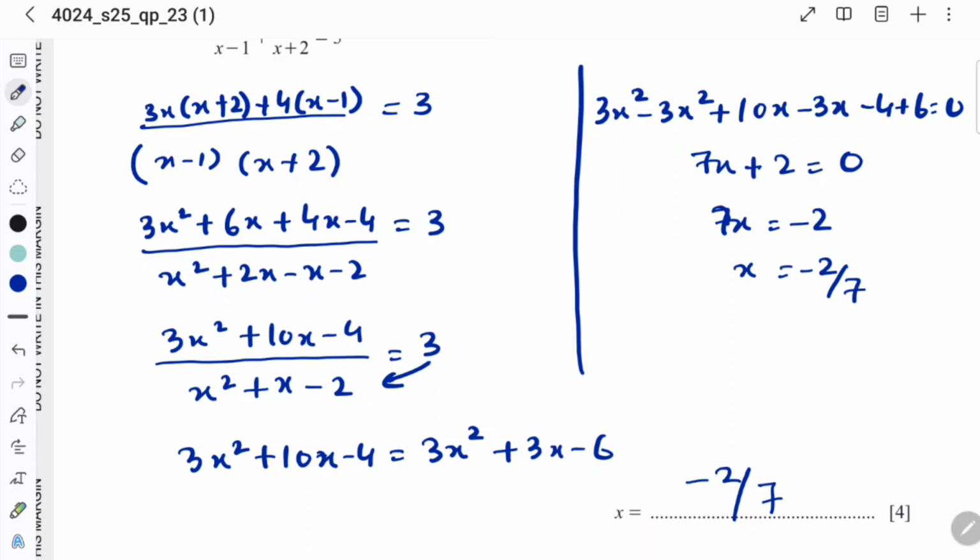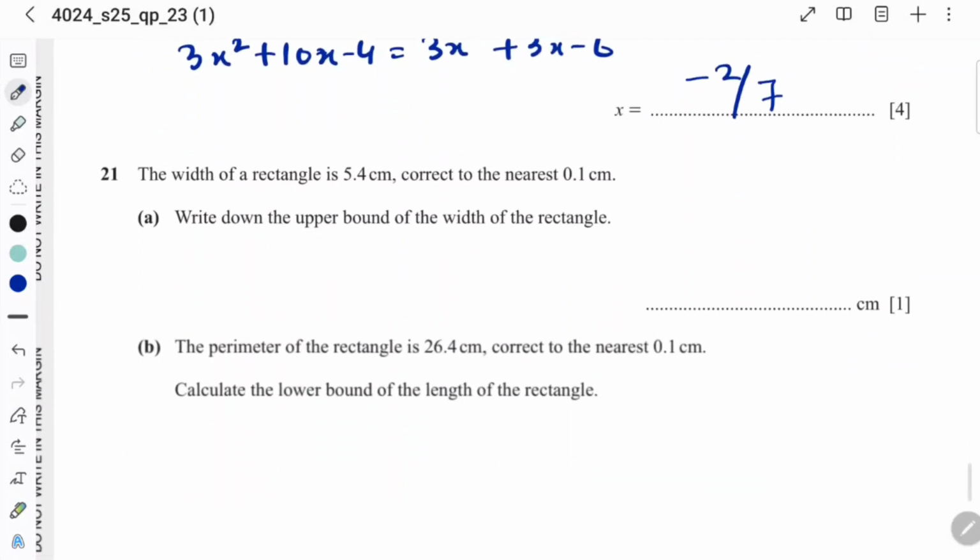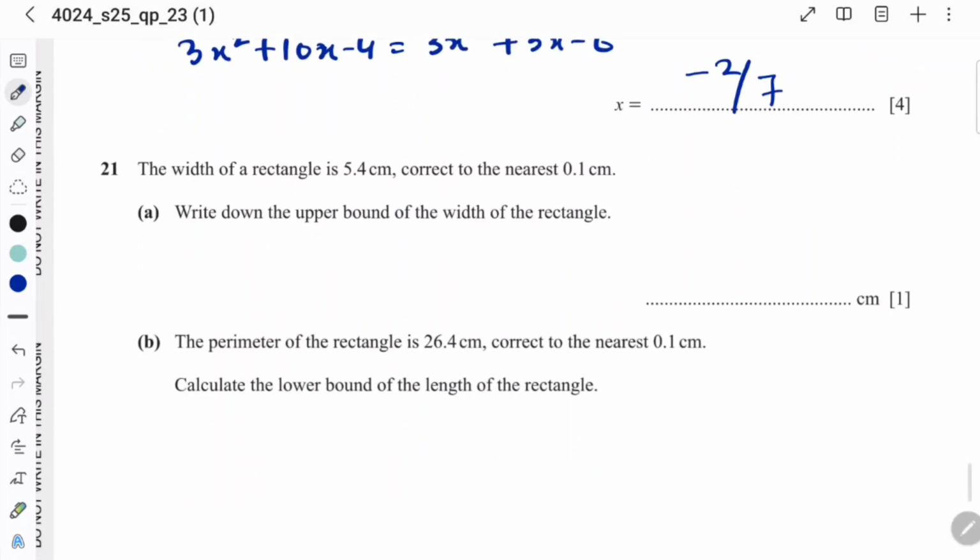Okay, all right, now we'll move to the next question. In the next question, we have the limits of accuracy question. The width of the rectangle is 5.4 centimeters, correct to the nearest 0.1 centimeter. Write down the upper bound of the width of the rectangle. So 0.1 means if we do plus minus 0.1 upon 2, that means 0.05. If you add this number, you will get the upper bound. Subtract, you will get the lower bound.